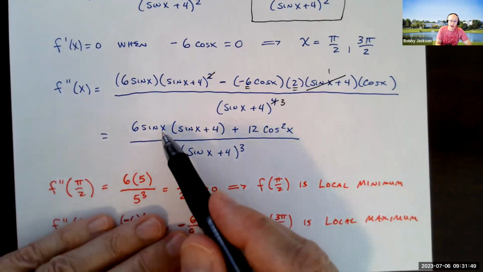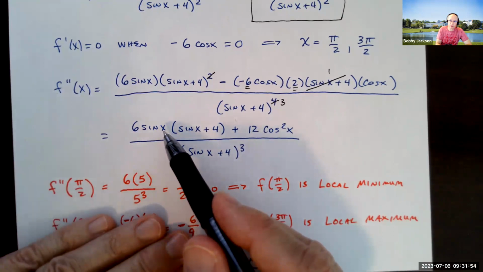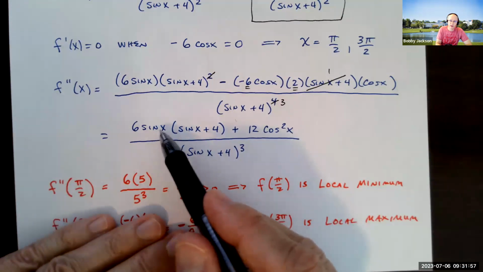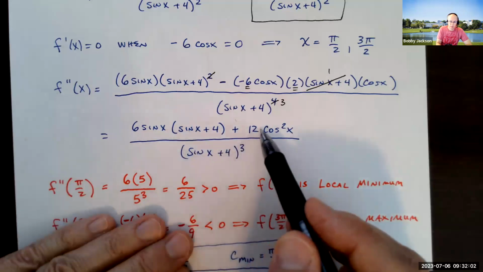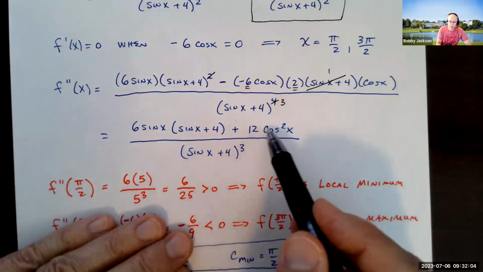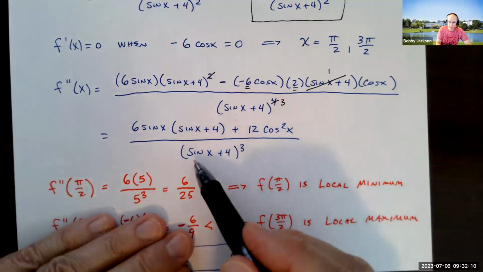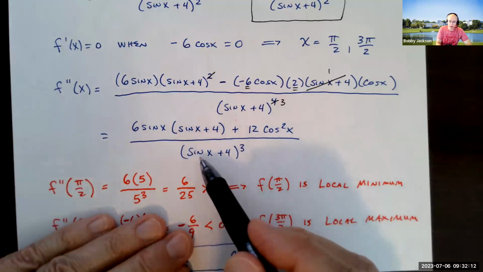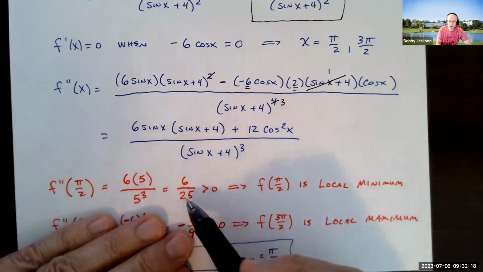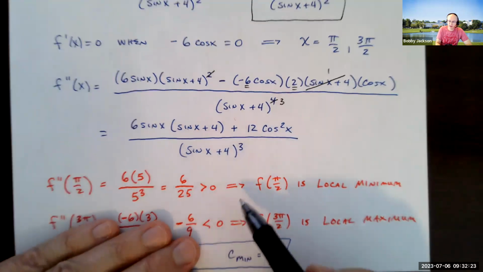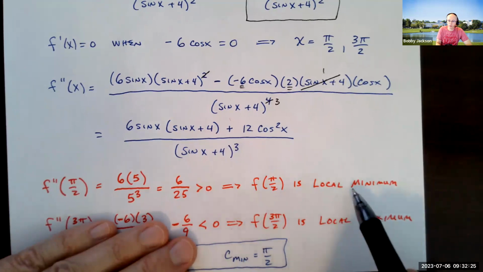What's that? Well, sine of pi over 2 is equal to 1, where cosine of pi over 2 is 0. So I get 6 times 1 is 6. I get 1 plus 4 is 5. Cosine, again, of pi over 2 is 0. So this whole thing is 0. Again, sine of pi over 2 is 1, plus 4 is 5 cubed. I can cancel one of the 5s, so I get 6 divided by 5 squared, or 6/25. The important thing is it's positive, right? If it's positive, the second derivative test tells us that f of pi over 2 is a local minimum.